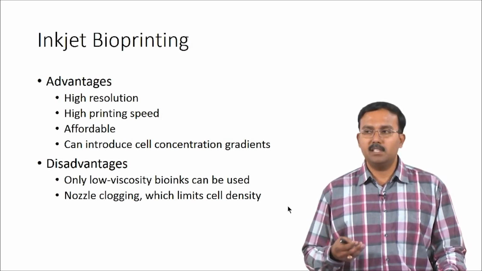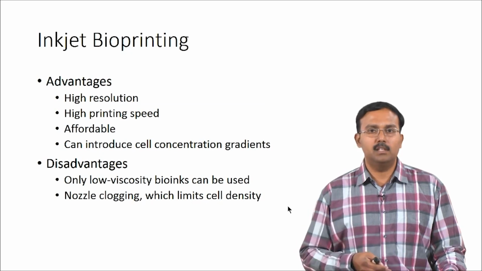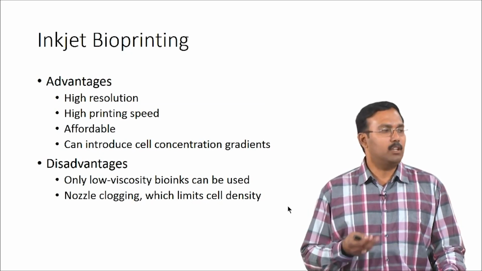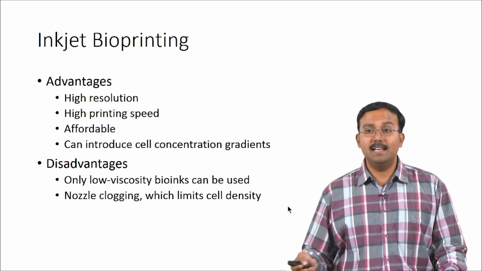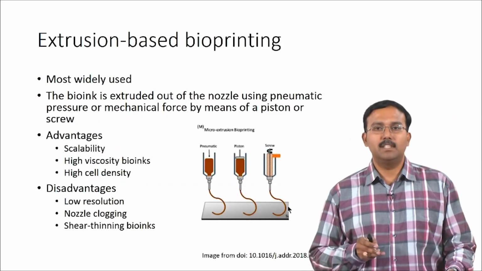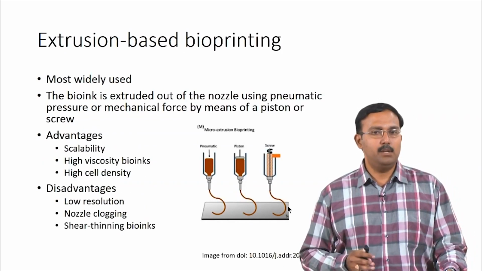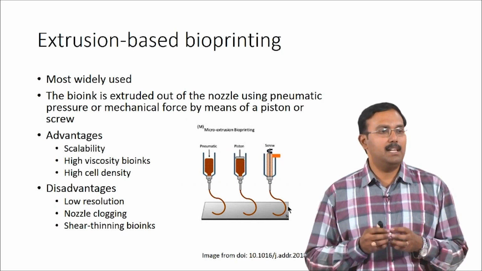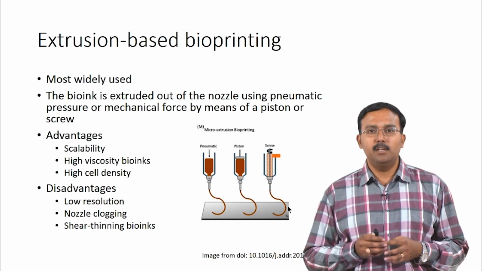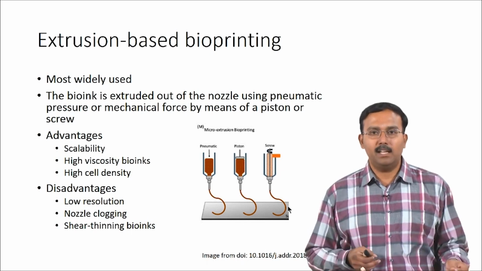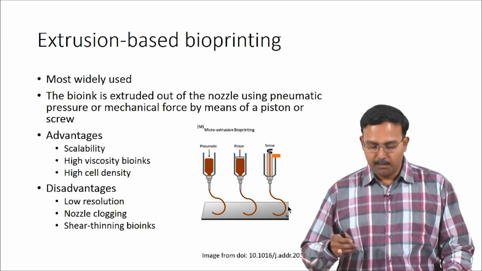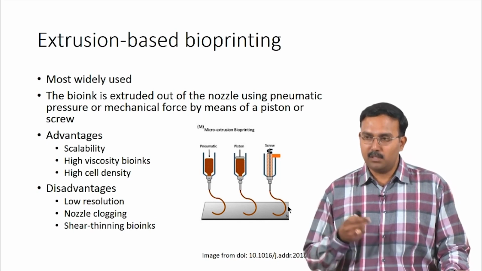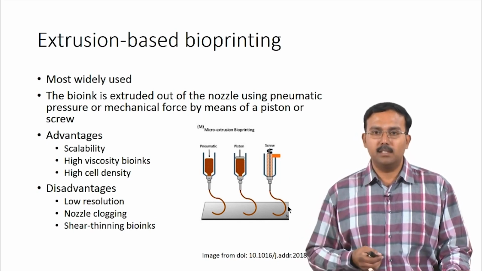If you use highly viscous bio inks, it is going to clog the nozzle, and clogging of the nozzle can also limit the cell density which you can use. Extrusion based bioprinting is the most widely used method, and the bio ink here is basically extruded out of a nozzle either using a pneumatic pressure or a mechanical force. The mechanical force could be either a piston or a screw which is used to push out the ink.